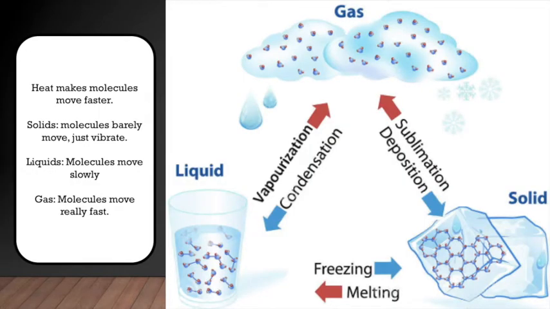Energy could be related with heat. Now, heat makes molecules move faster and faster. The more heat, the faster the movement we're going to have in those molecules. Now, in solids, molecules barely move. They just vibrate. In liquids, molecules do move, but they move slowly. In gas, molecules move really, really fast. And this is the cycle of matter.